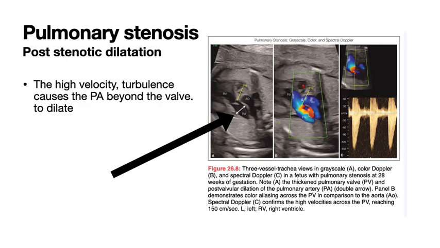Well, the next thing that you're going to start to see is something called post-stenotic dilatation, meaning that right after the obstruction, there is a dilatation of the pulmonary artery. So this high velocity that's shooting through there, and it's very turbulent, causes the pulmonary artery to dilate just beyond the valve.